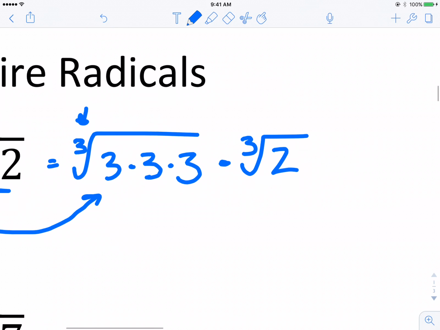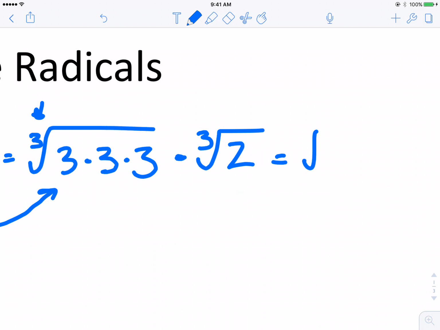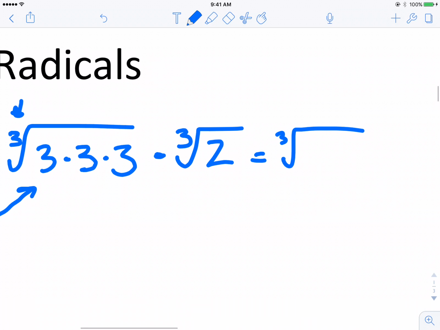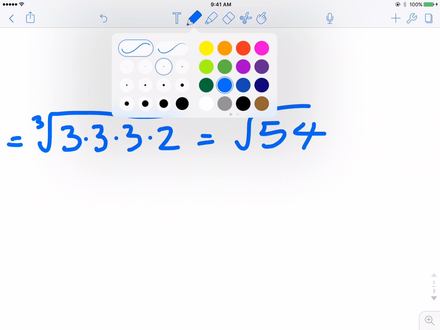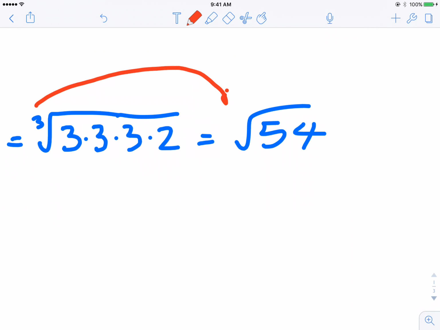Now because those radicals are the same, it's the cube root radical, I can combine them. There's my cube root. And what is on the inside? I'm going to start with the 3's because that's what I have written first: 3 times 3 times 3 times my 2. So that's on the inside of the radical. Now I very simply go 3 times 3 is 9, times 3 is 27, times 2 is 54. Don't forget though, because I'm doing the cube root, this still has to say cube root. Because if it doesn't, you're completely changing the question.